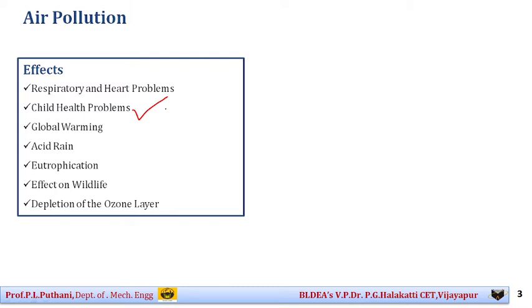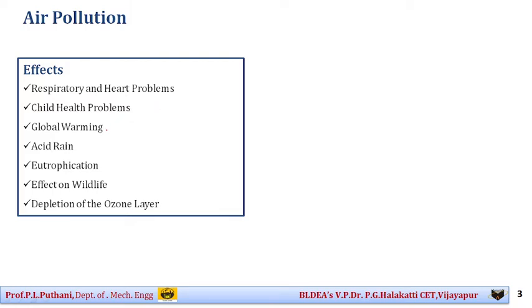Next is child health problems. Especially, students, when I was discussing Bellandur Lake, the people residing there, especially pregnant women, because of continuously inhaling toxic air, it was seen that after 6 or 7 months the baby would miscarry. Such health problems occur. And once the child is born also, he suffers from breathing problems. So this is also an effect with respect to child health problems.